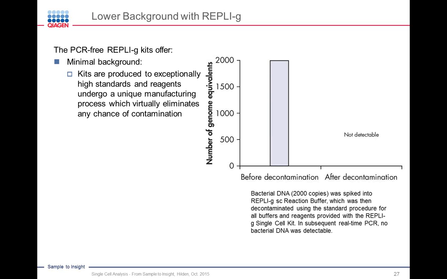We can spike this in before the treatment, and with various qPCR assays, we cannot detect this afterwards at all. This is 2,000 copies, so it was quite a bit.